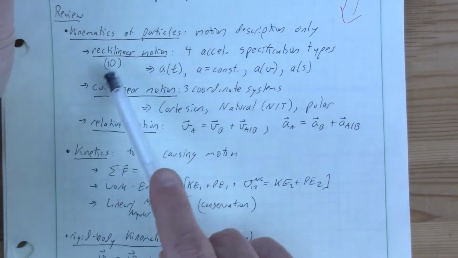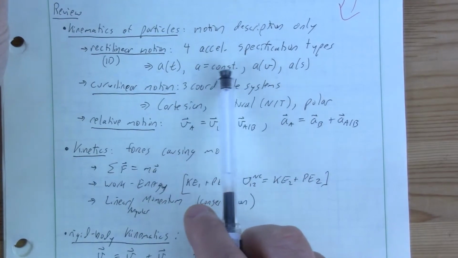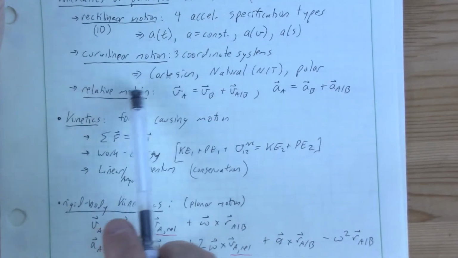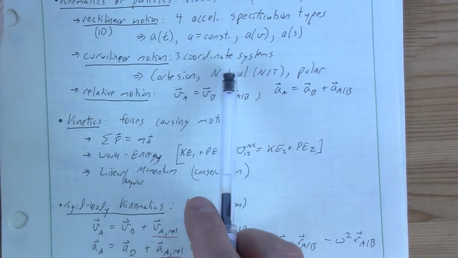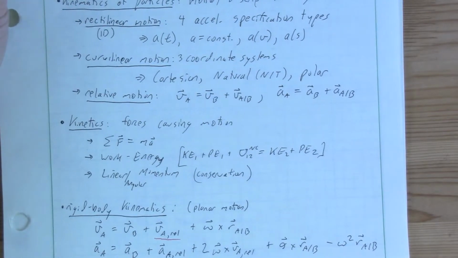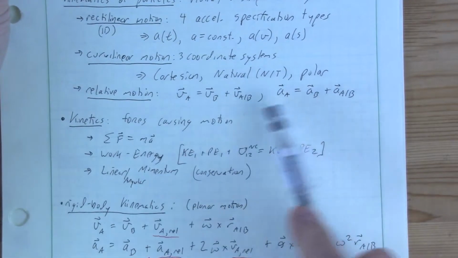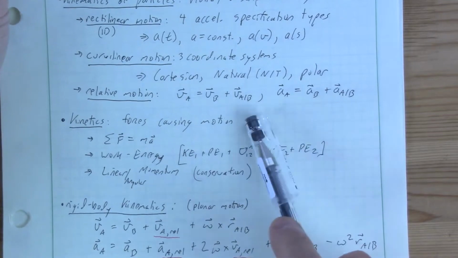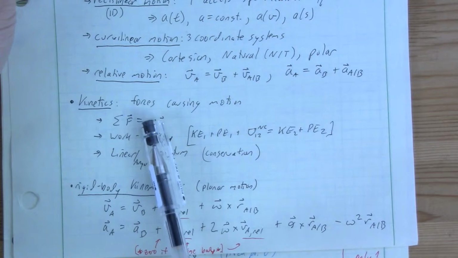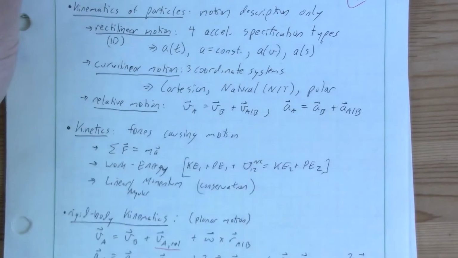So we started by describing rectilinear motion, talking about how the specification of the acceleration changes our analysis. We then moved into curvilinear motion and introduced ourselves to three coordinate systems: Cartesian, natural, and polar. And then relative motion, which, having some hindsight, how much do we use relative motion later on in the semester? We then moved into kinetics, which introduces an analysis of the forces that cause the kinematic motion that we spent so much time describing.